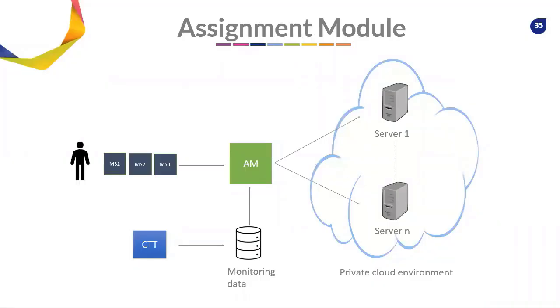In this project, we are trying to assign microservices to hosts in such a way that we avoid interference as much as possible among the microservices. We use an assignment module which takes as input the monitoring data and the number of microservices. In this case, we see here 3 microservices, and it assigns them to servers from 1 to n in the private cloud environment. The user can also use the CTT to run tests on the microservices.